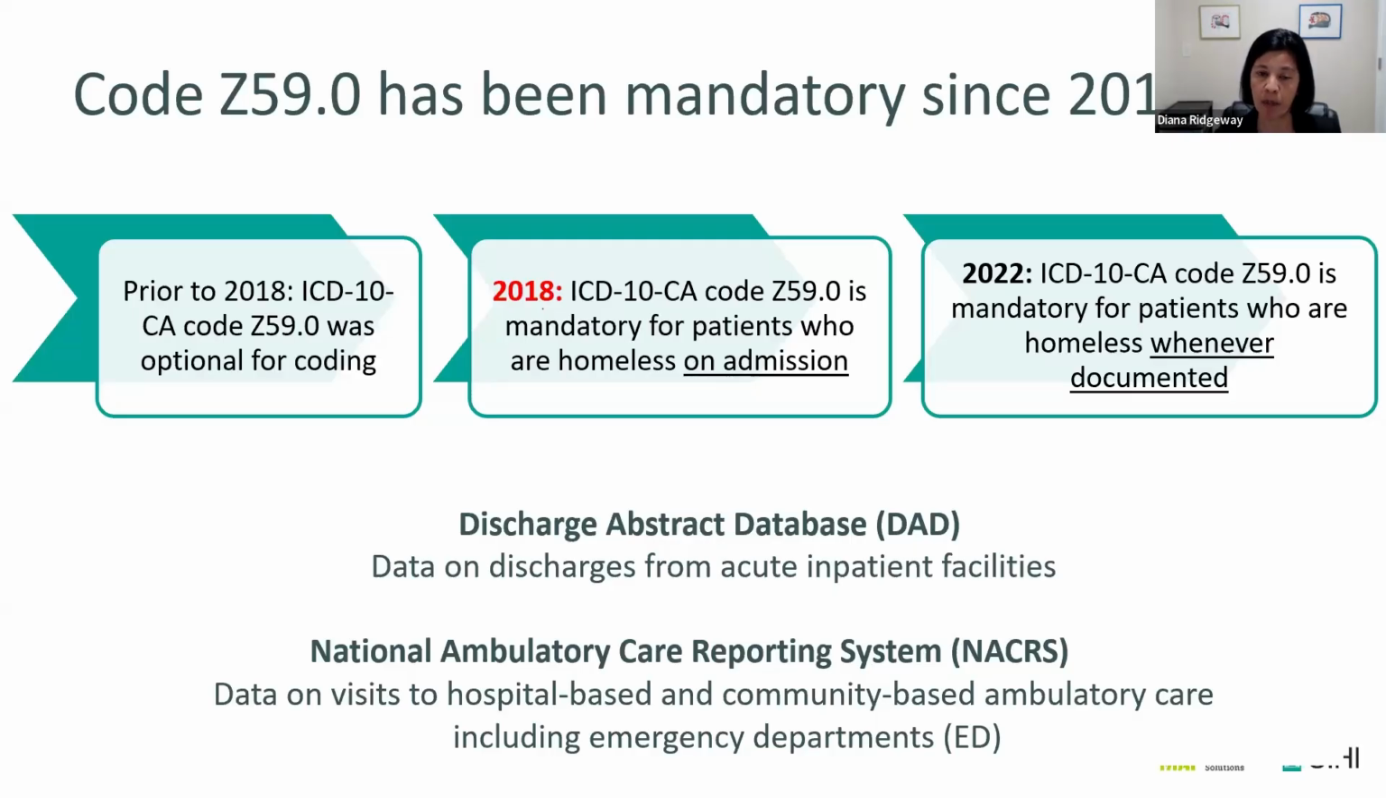Over time, this coding mandate has evolved slightly. There was interest from hospital coders in clarifying those scenarios in which homelessness should be added to the abstract. In 2022, the definition was slightly expanded so that this code should be assigned if homelessness is on the record whenever documented. In comparison, it was slightly more narrow in 2018, where it was specified homeless on admission.